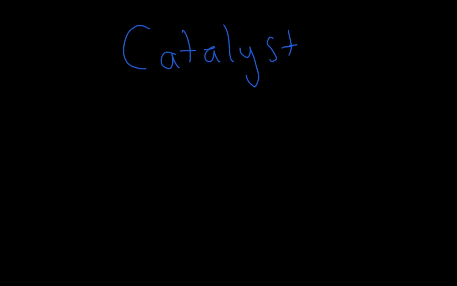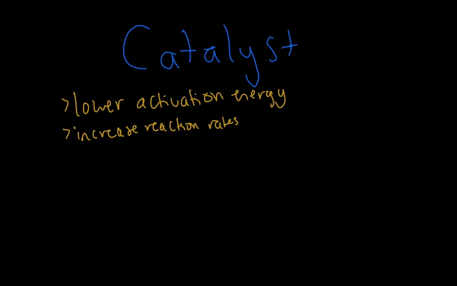Last but not least, the presence of a catalyst is also going to influence the equilibrium. A catalyst is going to lower the activation energy and increase the reaction rate. More specifically, it's going to increase the forward and reverse reaction rates equally. Therefore, a catalyst has no effect on a system at equilibrium. All it does is help you get to equilibrium faster, so it's increasing the reaction rate.